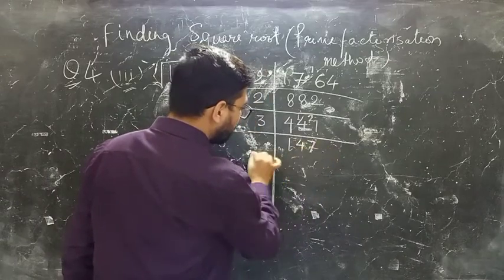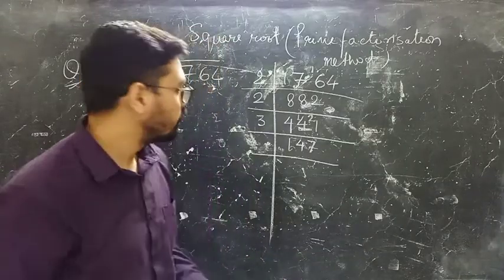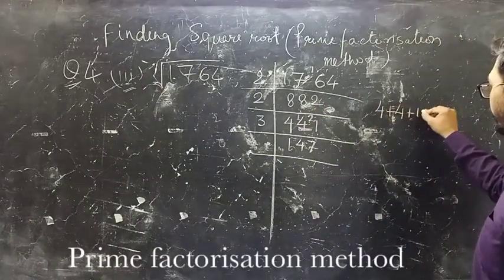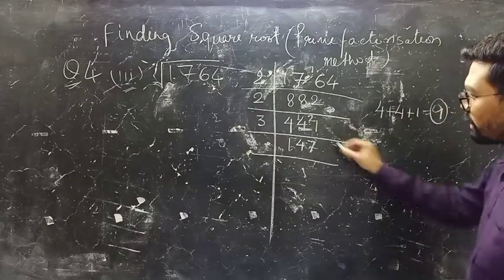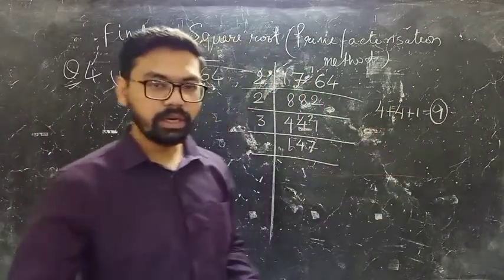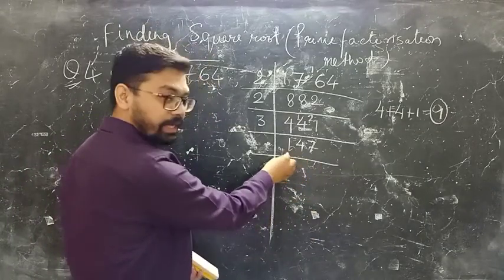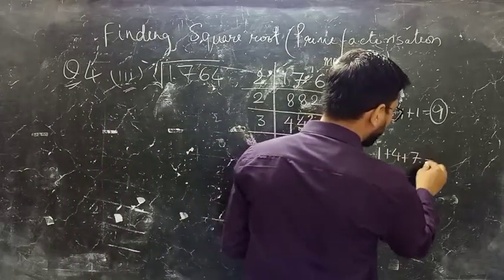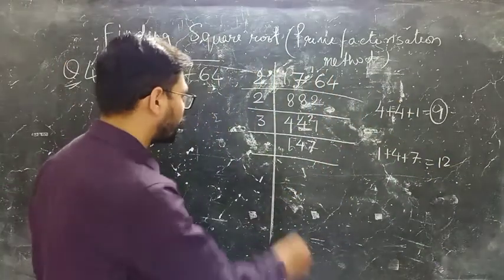In higher classes, you will learn how to check a number whether it's a divisible of 3 or not. See, 4 plus 4 plus 1 will give you 9. From this, and 9 is a divisible of 3, so that's why you can say 441 is a divisible of 3. But this concept you will learn in the higher classes. Now, again see, 1 plus 4 plus 7 gives you 12. 12 is again a multiple of 3. That means this number is also divisible by 3.